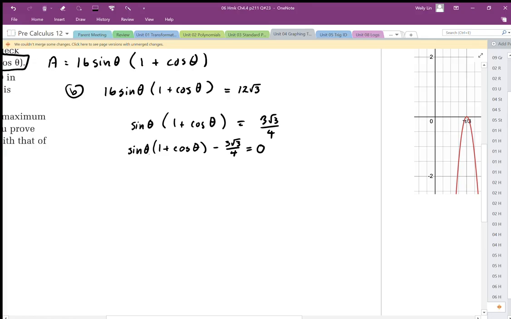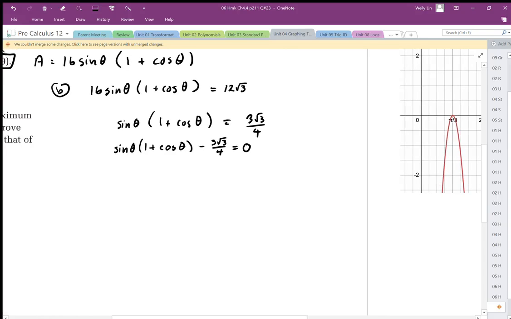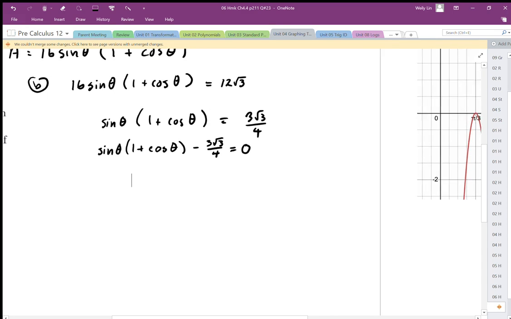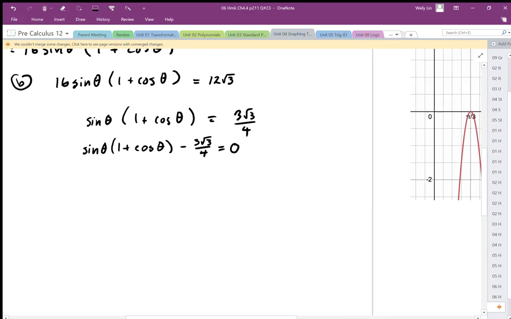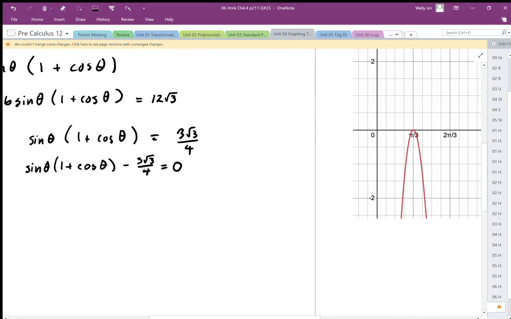Now, because this is cos and sine, it's really hard to solve this because there are no identities here that we can really use. So we have to rely on solving this by graphing. So if I graph this, this is what it looks like when I graph this equation here.